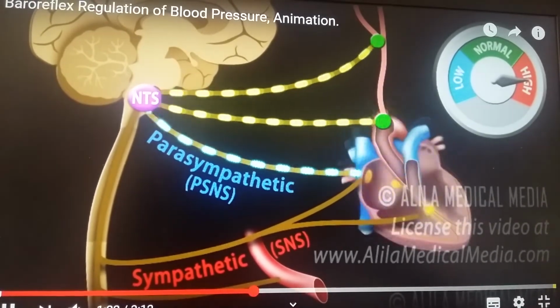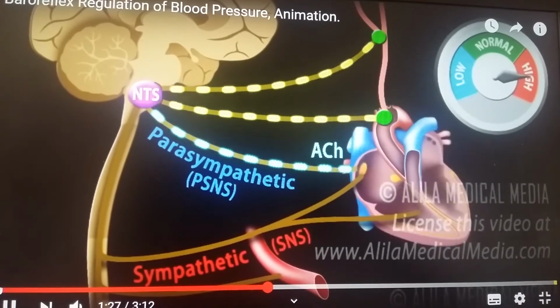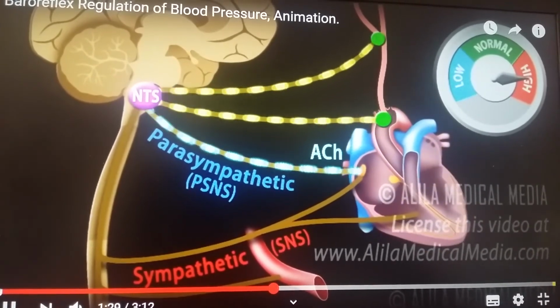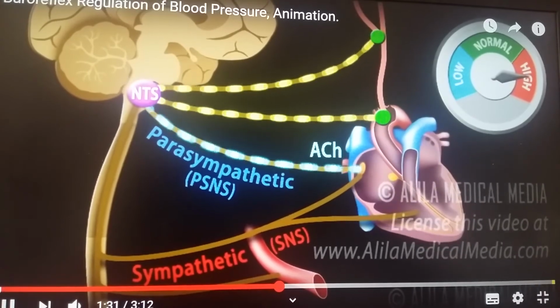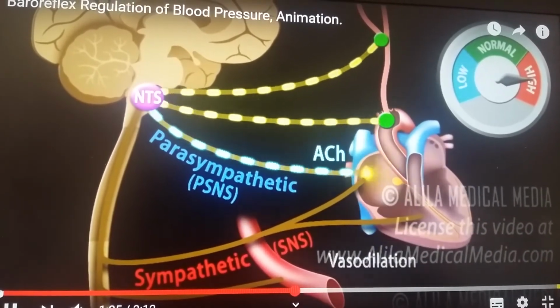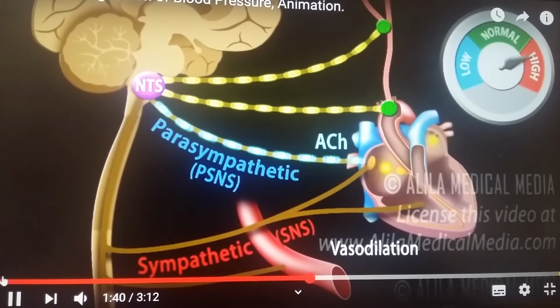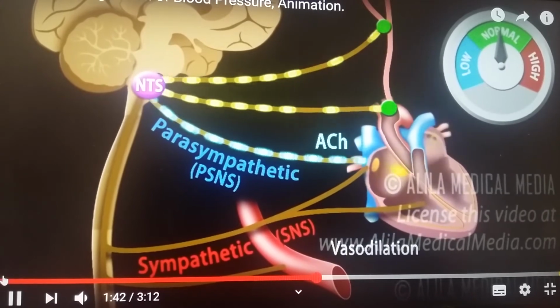Parasympathetic stimulation decreases heart rate by releasing acetylcholine, which acts on the pacemaker cells of the SA node. Inhibition of the sympathetic division decreases heart rate and stroke volume, and at the same time causes vasodilation of blood vessels. Together, these events rapidly bring blood pressure levels back to normal.